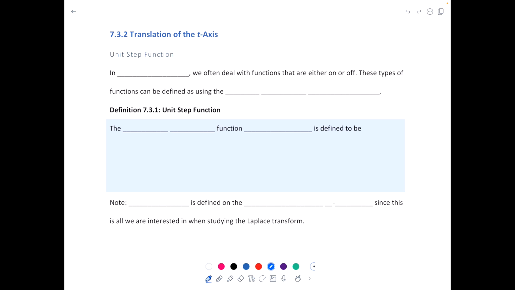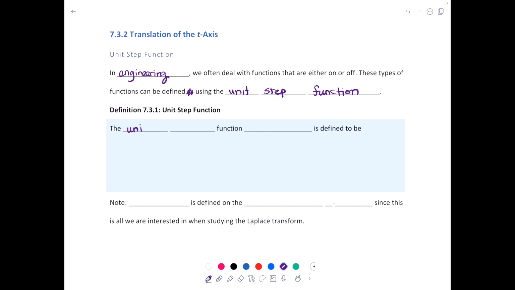It's really cool. It's sort of like applying an on-off switch. So in engineering, we often deal with functions that are either on or they're off. These types of functions can be defined using the unit step function.